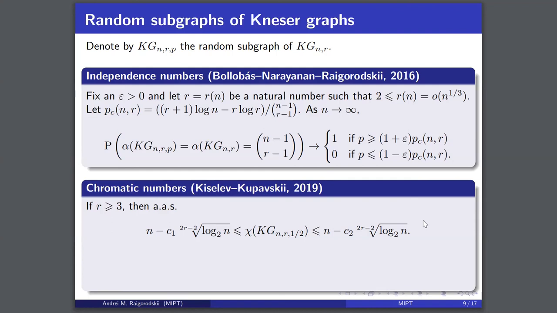So asymptotically, the chromatic number equals n. And here for the random subgraph, asymptotically, almost surely, it also equals n asymptotically.